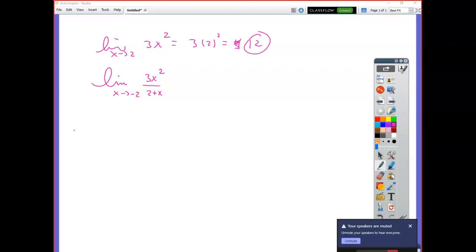Plug in a number. What else when I plug in a number? Okay, plug in -2. You gotta be really loud. I got undefined. Undefined. So you plugged in -2.